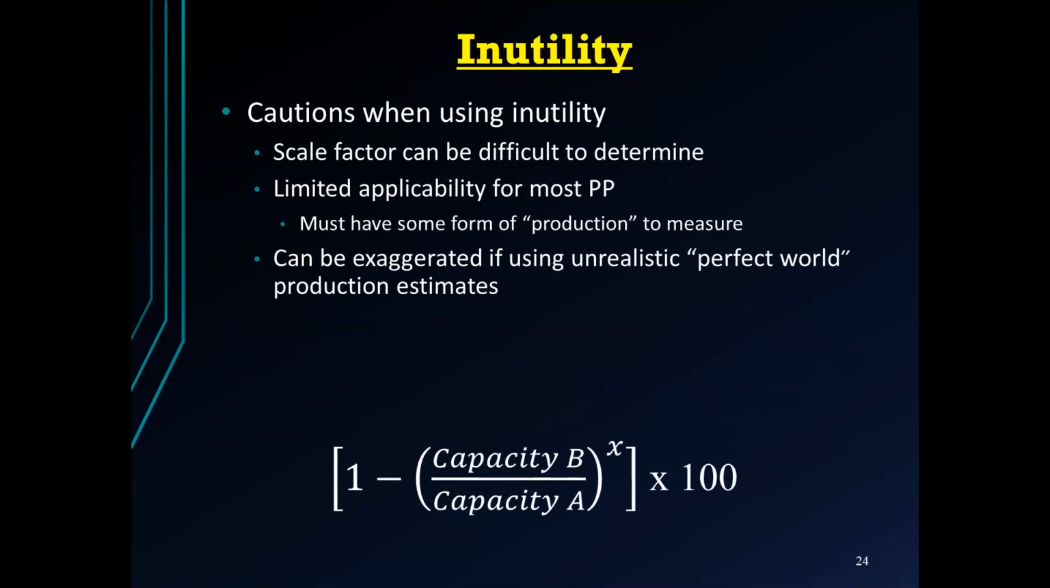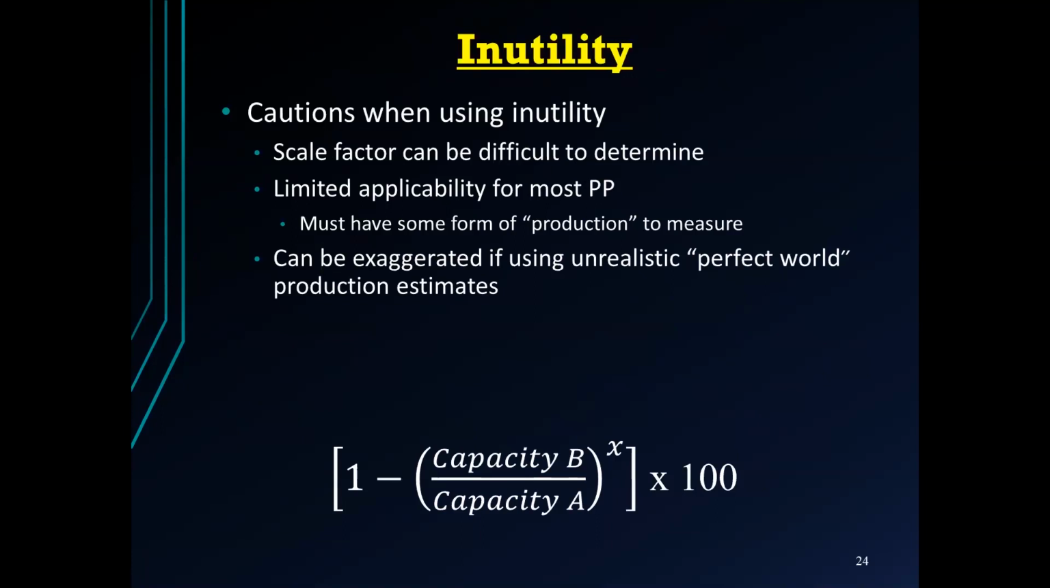Now, here are the cautions when doing that, because inutility is actually a very good way to do this. The scale factor, that exponent, is difficult to determine. And if you've ever tried to do this, you know there is a formula to do it. There's a methodology to do it. We're not going to go over that right now, but it is there. Okay. The other issue is limited applicability of using inutility.